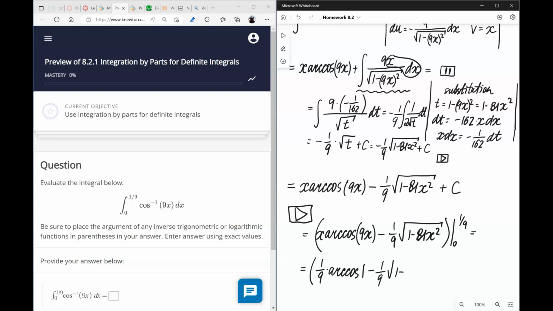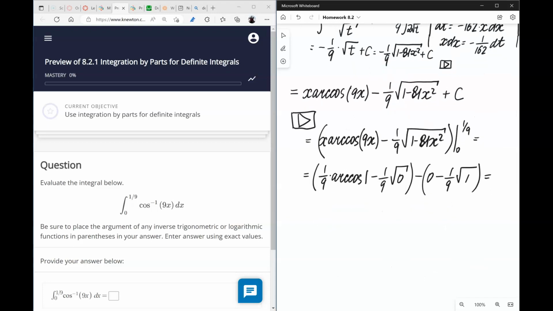1/9 squared is 1 over 81. 1 over 81 times 81 is 1. So 1 minus 1 is 0. And we now plug in 0. So 0 times anything is 0. And we have 1 minus 1/9 square root of 1.